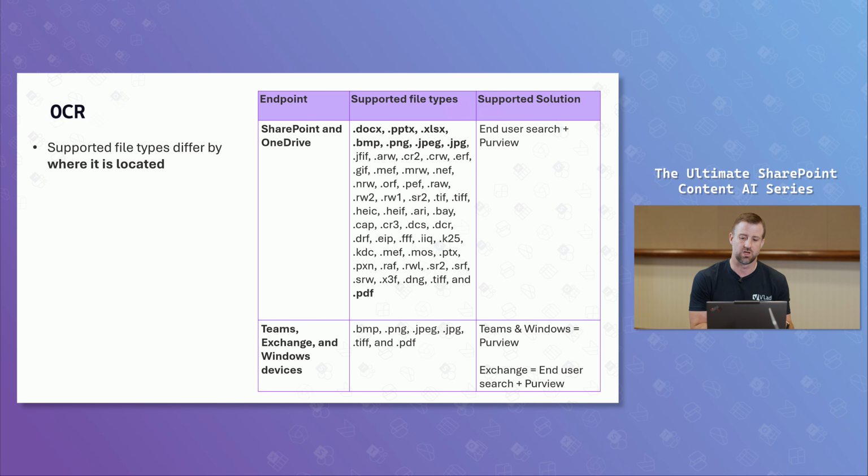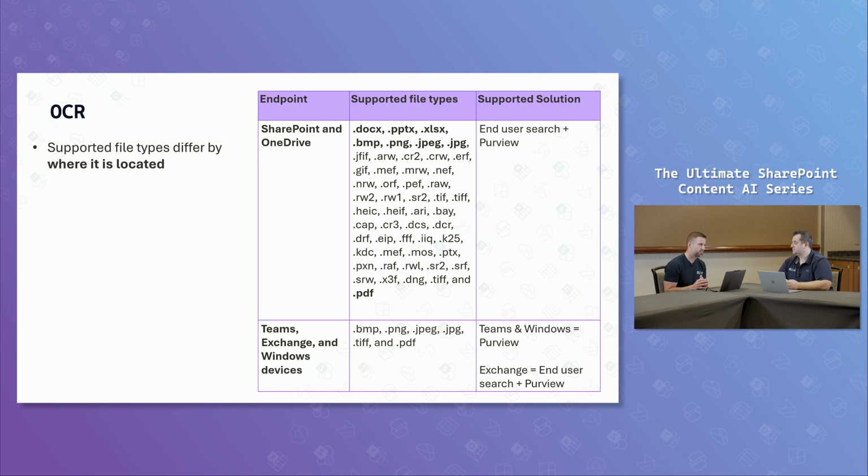The other are going to be your core image ones around PNGs, JPEGs. They are all fully supported. There is a slight difference when you're looking at the Purview workloads around Teams, Exchange, and Windows. So they have a smaller subset that are supported outside of SharePoint and OneDrive, but your core for end user search are going to be in SharePoint and OneDrive, but it does depend where they're located.